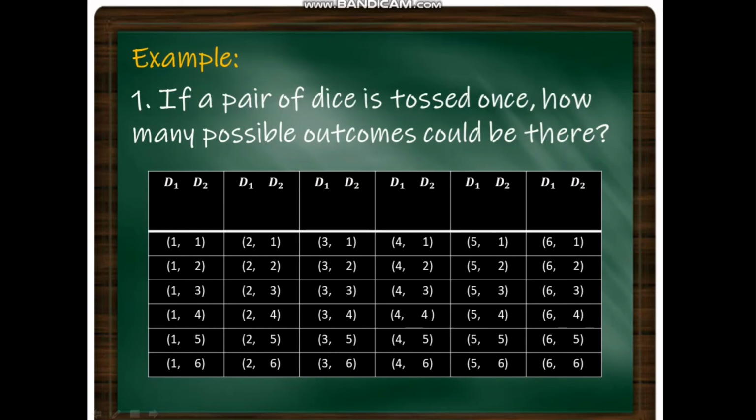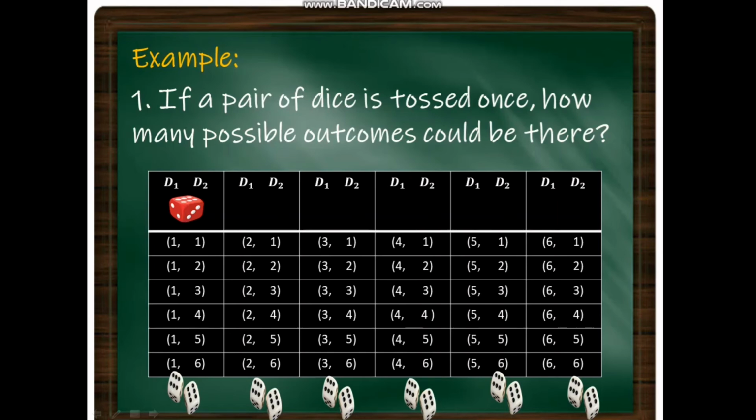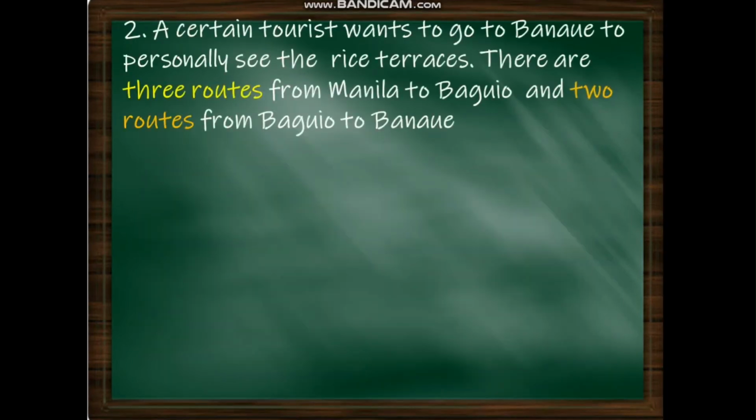Lahat po yun possible outcomes. So para hindi tayo mahirapan sa pagkuha ng possible outcomes, we will just simply multiply the possible outcomes of die 1 and the possible outcomes of die 2, that is 6 times 6, that is equals to 36. And the list of possible outcomes ay nandito po. We will just count this 1 to 36. In short, kung meron tayong pair of dice na itotoss natin once, meron siyang 36 possible outcomes. Malinaw? So let's have example number 2.